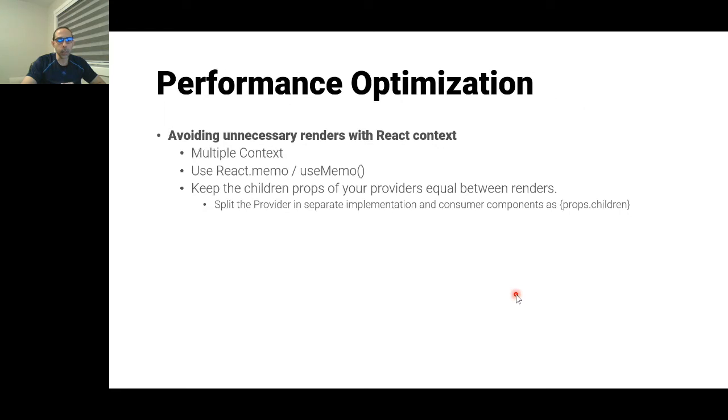Then one last thing that you can use is to keep the children props of your providers equal between renders, and we will see that in the demo that I will go through quickly, where basically you have the provider set away from the parent component that updates the state, so you don't re-render the provider every single time the app itself is updating, and then you minimize the number of re-renders, or you optimize it to a certain extent.